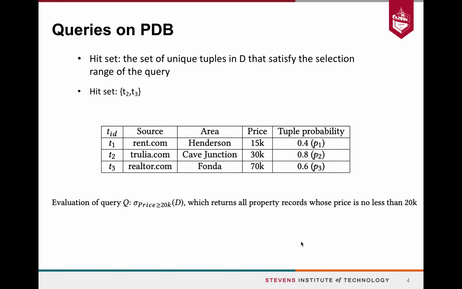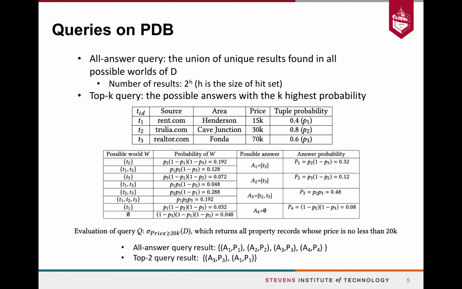Next, I want to introduce the definition of hit set, given a query which returns all property records whose price is no less than $20,000. Obviously, the hit set is T2 and T3 because their prices are larger than 20K. In this paper, we consider two types of queries: the all-answer query and the Top-k query. All-answer query is defined as the union of all unique results found from the possible worlds, while Top-k queries are the k answers with the highest probability.